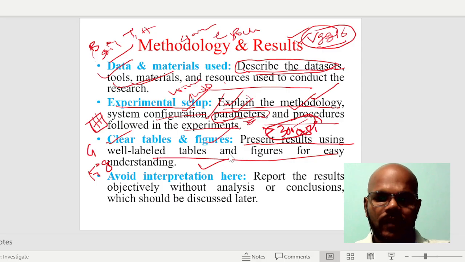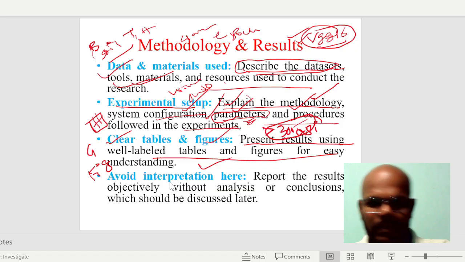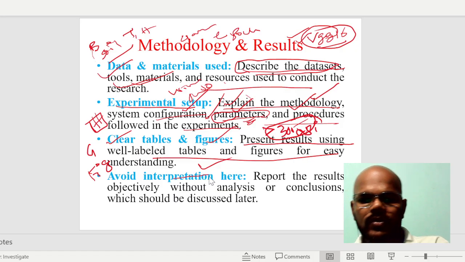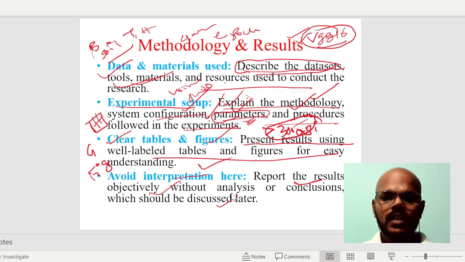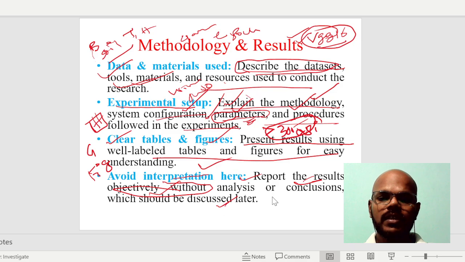Next, avoid interpretations. Report the results objectively without analyzing or concluding, which should be discussed later. So report your results objectively. Whatever objective we discussed previously, that objective should be met. Analysis and conclusion should not be written in this section. I hope you understand how methodology and results should be presented.